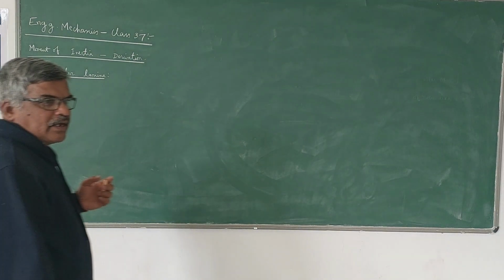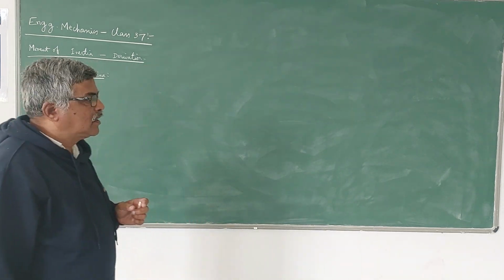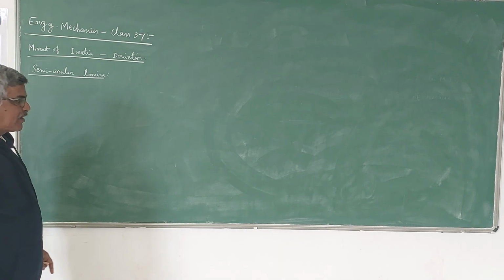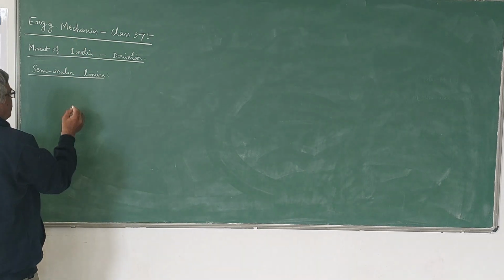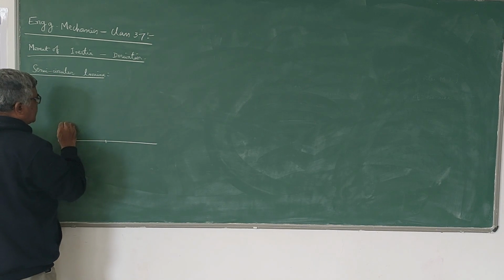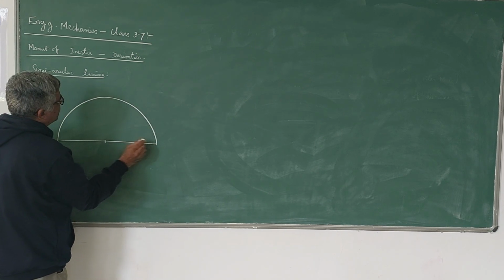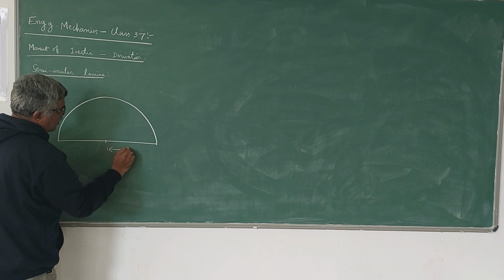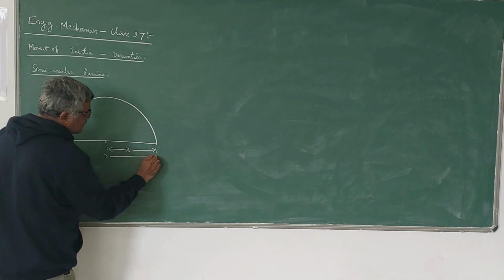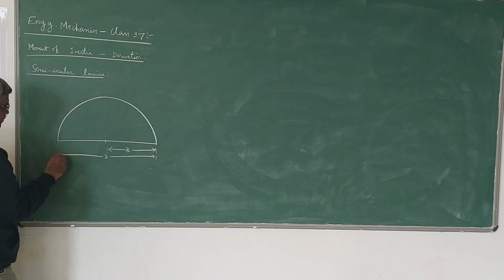So let us see how the expression for moment of inertia of a semicircular lamina can be derived. So let me take the semicircular lamina like this. This is the semicircular lamina. I will take the radius of this semicircular lamina as r and d is the diameter.